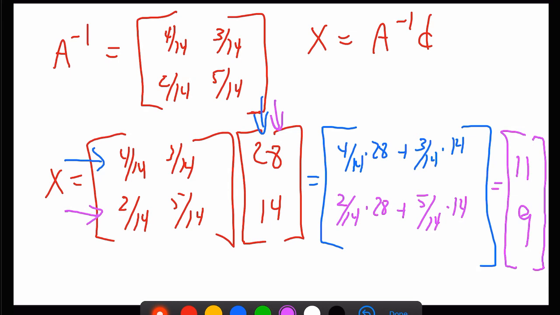Okay? Fun, fun, fun. Now there's another way to do all this. And you're like, I'm tired of this way of doing all this. But there's another way to do all this. And the other way is using something called Cramer's rule.